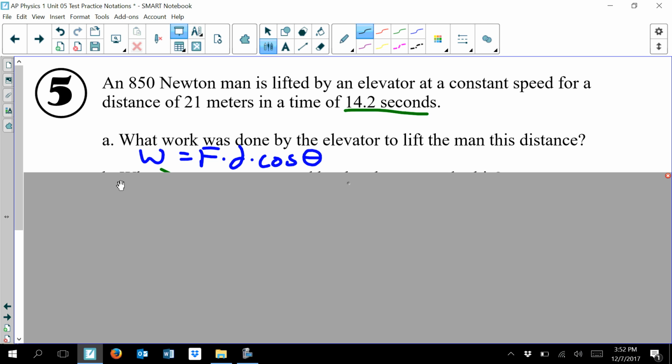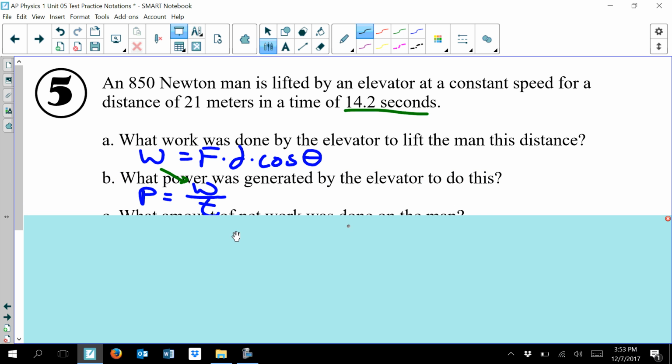Work done by the elevator now to lift this man: force times distance times cosine of theta. The force here is going to be 850 newtons downward, that's the man's weight, and he's moving at a constant speed. That means, again, our net force has to be 0, so plug that in and solve with the 21 meters.